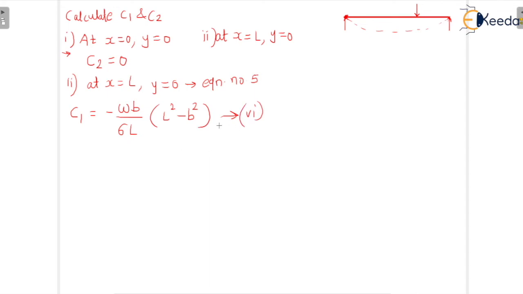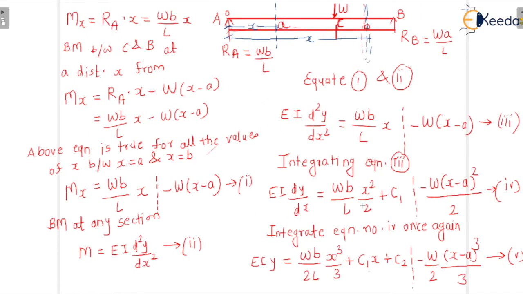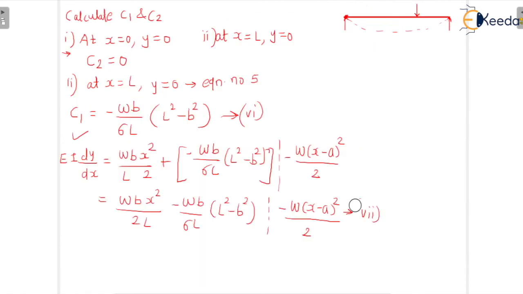Now substitute this C1 value in equation number 4. This is our equation number 4, and we have the C1 value we calculated just now. Let us substitute it here and rewrite the equation. This is our equation number 7. This equation is dy/dx, so it is giving us the slope at any point in the beam.